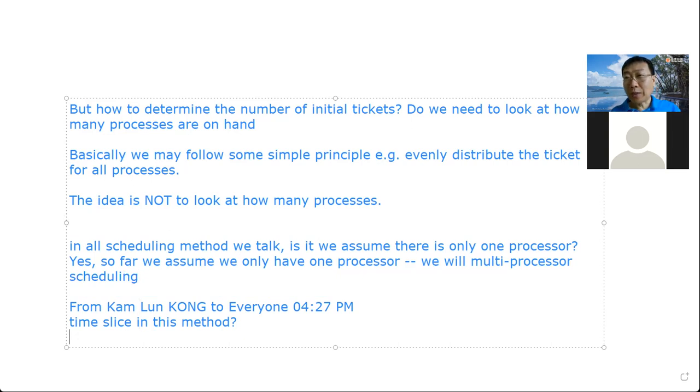Okay. So this is a totally different method. We have two different methods, right? So here we talk about fairness, a fairness based approach. Here we don't optimize turnaround time or response time. We only want to guarantee the fairness, right? So this is totally different from, for example, the multiple level feedback queue method, right? So they are totally different. There's no time slice here, okay? I hope I answer your question.